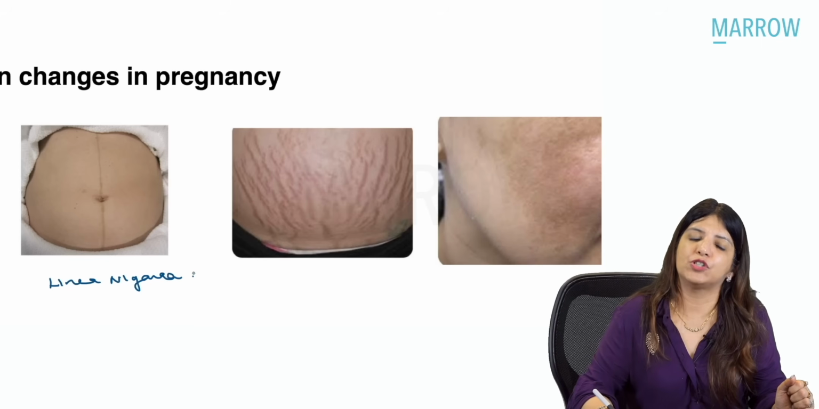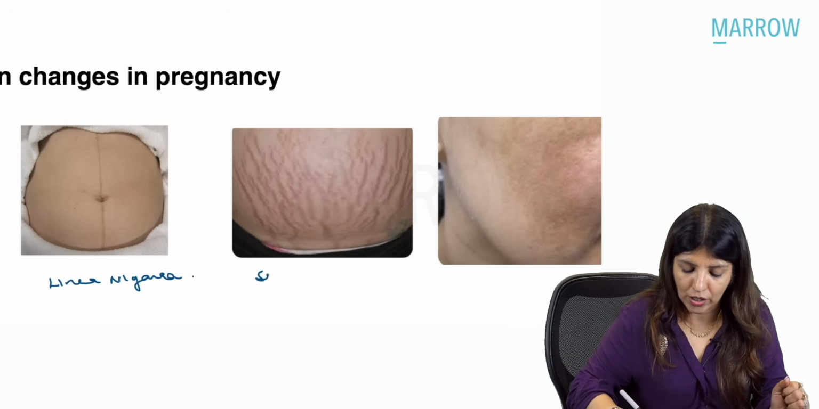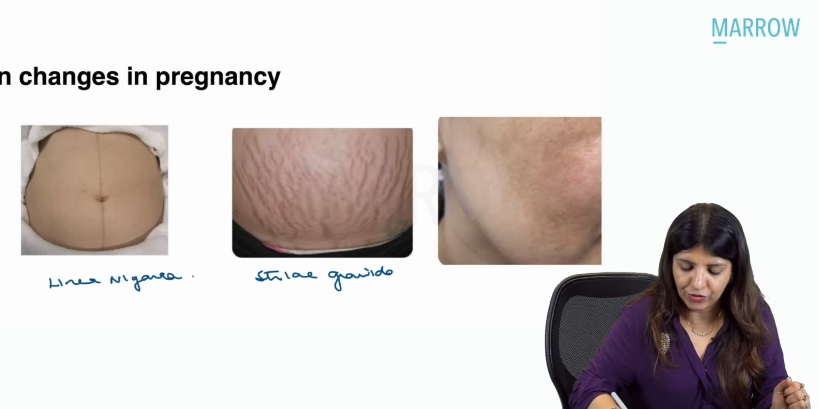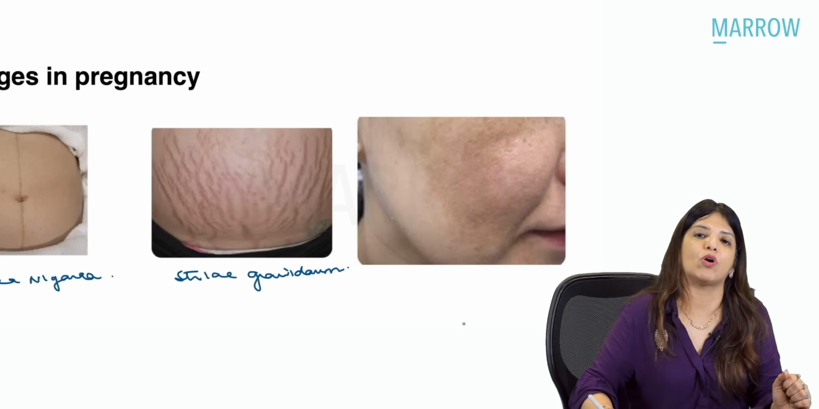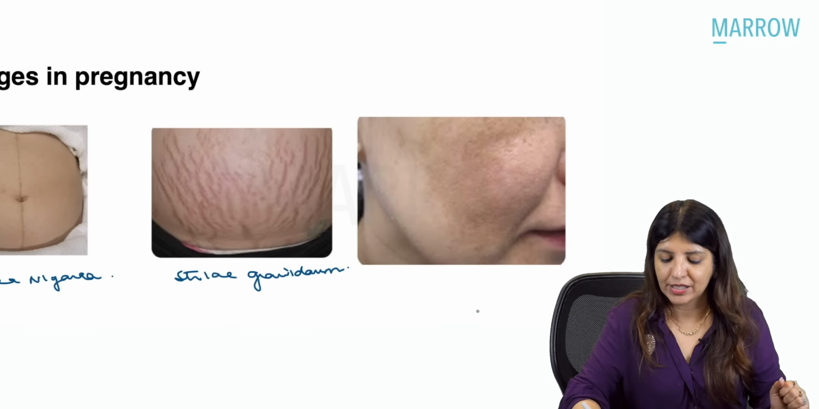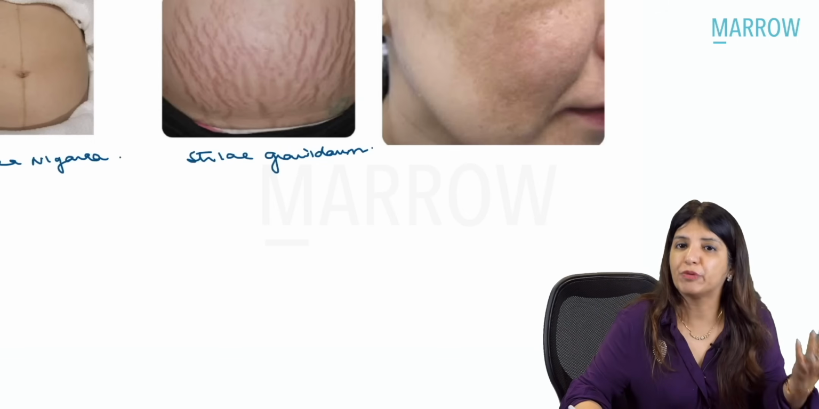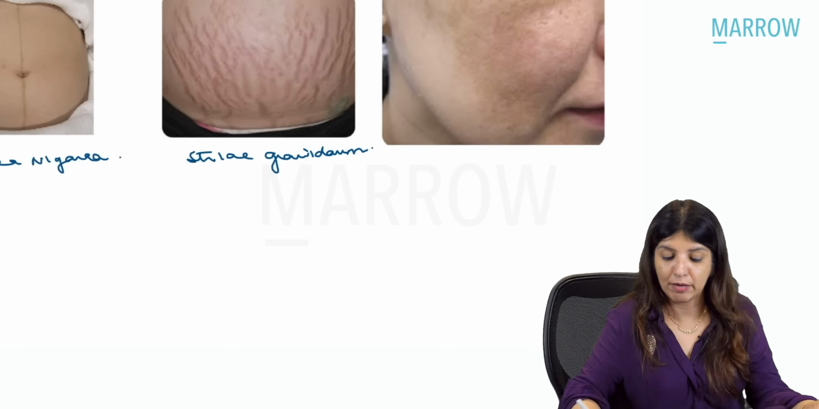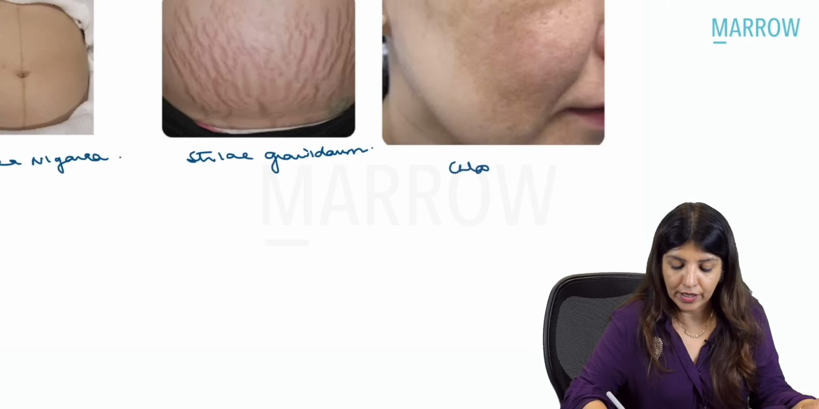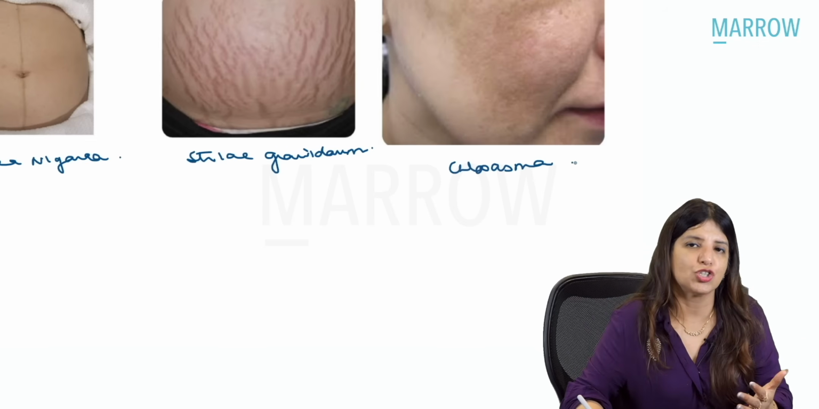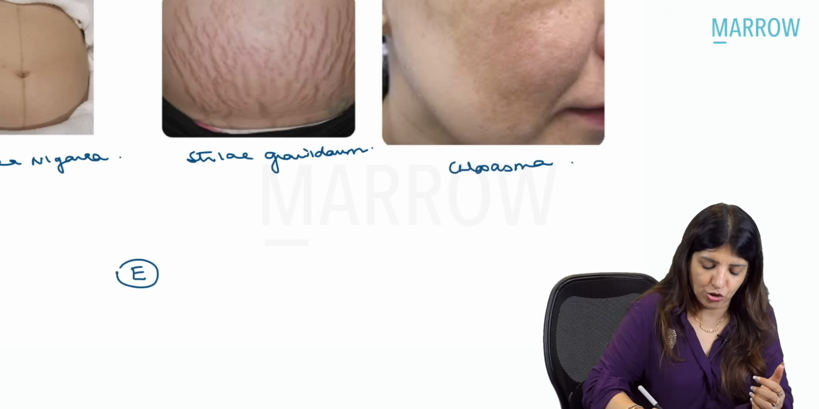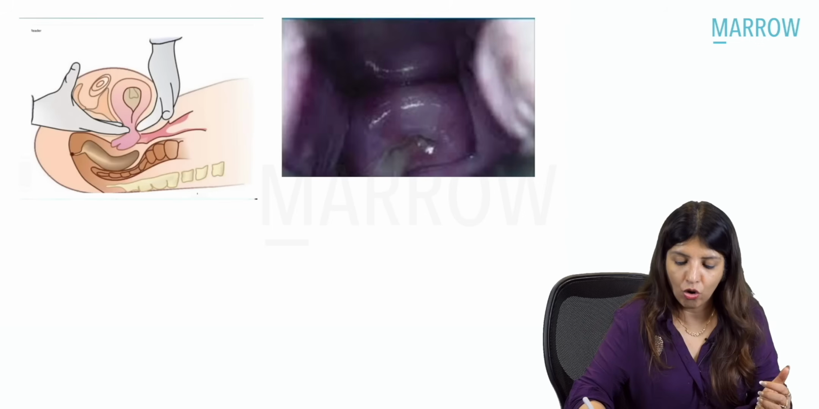Then you can have the stretch marks of pregnancy, which are called striae gravidarum. If they are pink in color, they are stretch marks of the present pregnancy, called striae gravidarum. If they are silver in color, they are stretch marks of a previous pregnancy, called striae albicans. And this over here is a chloasma. Please remember, the skin changes in pregnancy are mainly due to estrogen and melanocyte stimulating hormone.